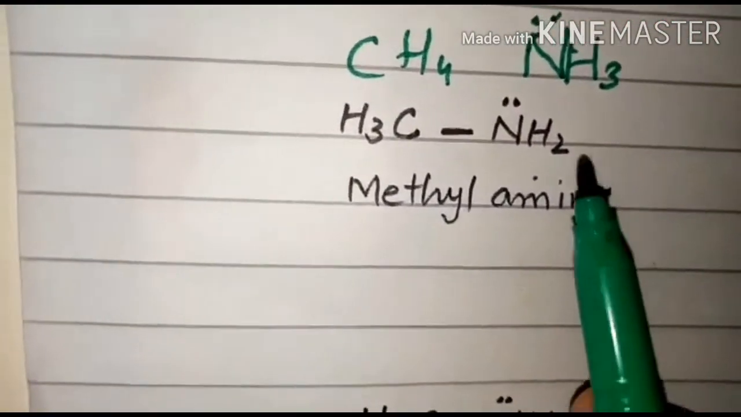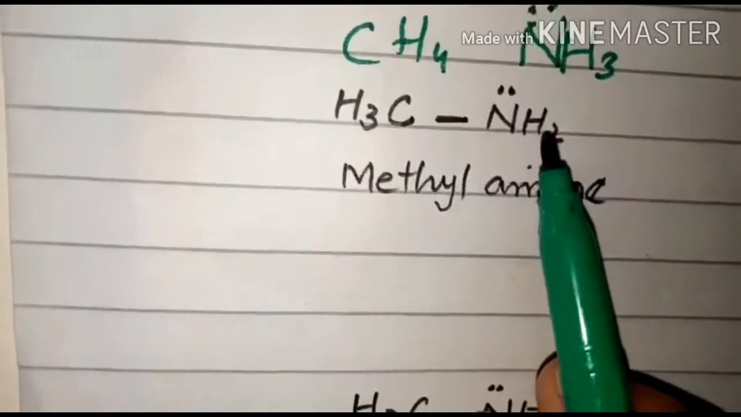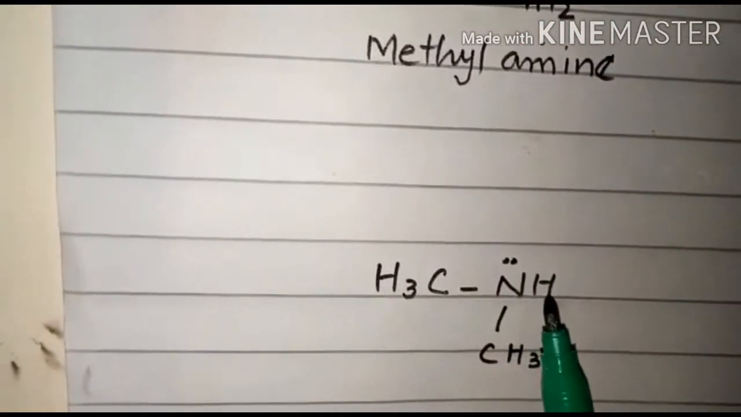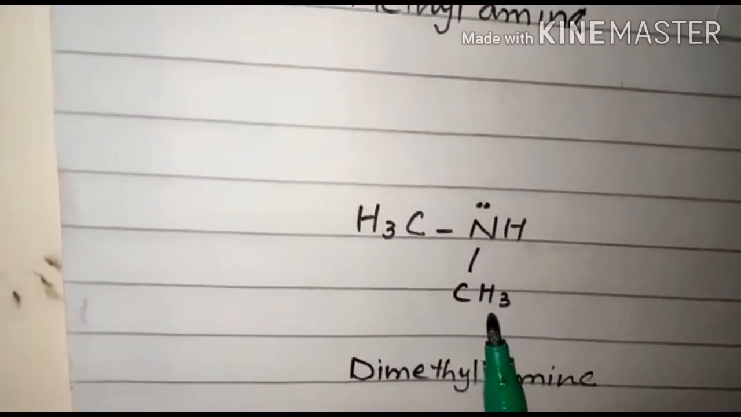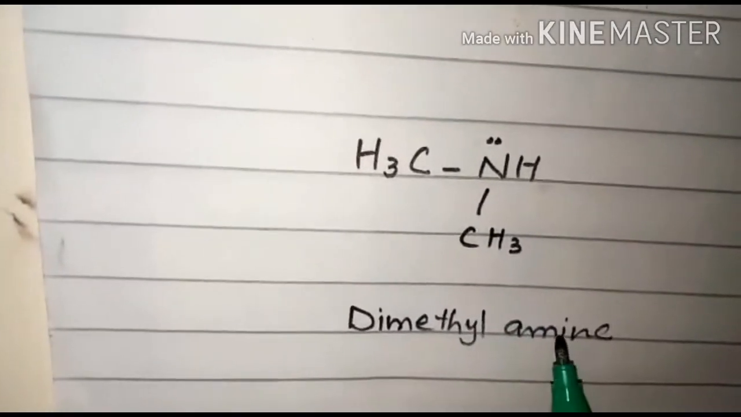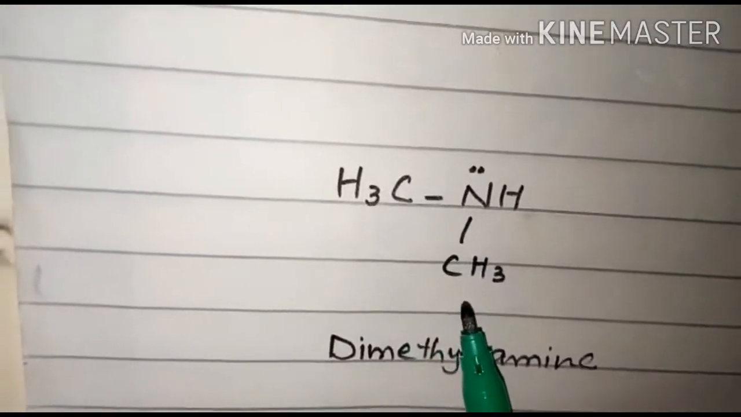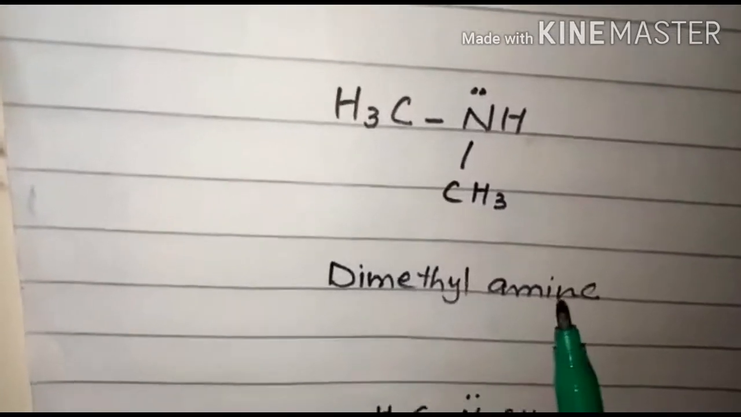See the other example, as one more hydrogen from this can be removed. So what will form, NH? In place of that vacant space, another alkyl radical CH3 can attach to this. So its name is dimethylamine. As two methyl groups are there, it is dimethylamine.